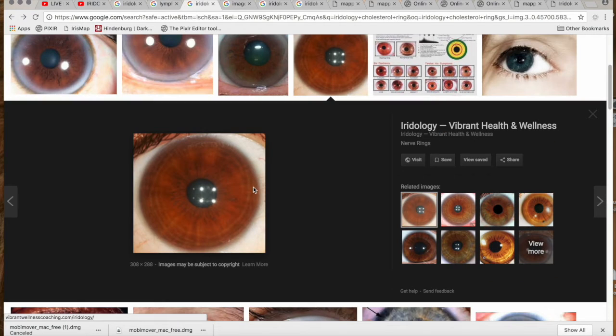So here again, we have an eye. You see the nerve rings, but if this eye stays in a chronic state like this, eventually they'll probably start putting on a cholesterol ring, because they're not dealing with the adrenal weakness.